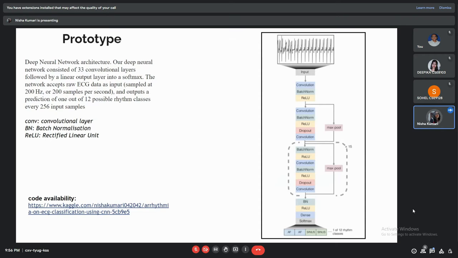Now we can see the other activation function, that is the rectified linear unit. ReLU, or rectified linear unit, is a piecewise linear function that will output the input directly if it is positive, otherwise it will output zero.